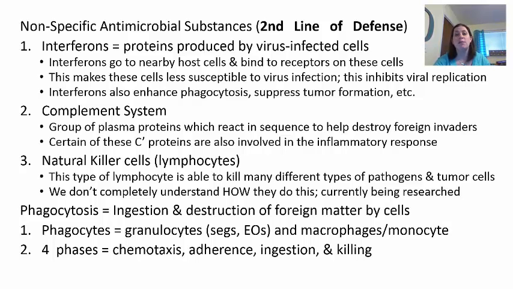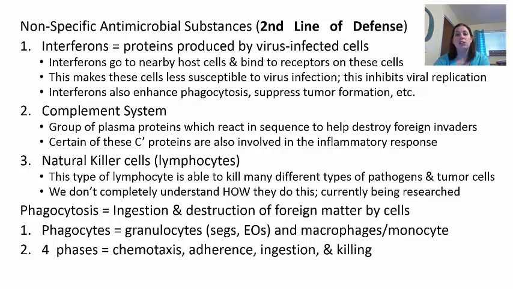So they do chemotaxis and taxi them in. The next thing that has to happen is that they have to adhere to the invader. They've got to connect to it. Once they connect to it, they can ingest it and take it in, and then they kill it. So there's the 4 steps to phagocytosis.